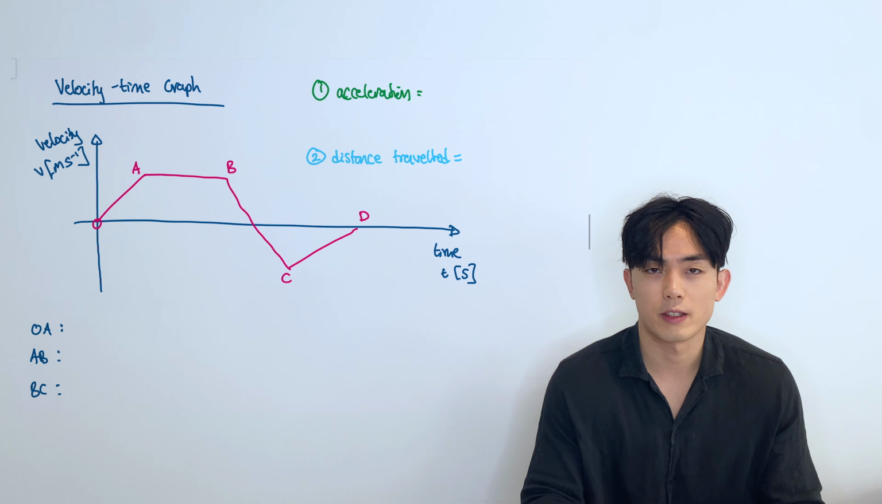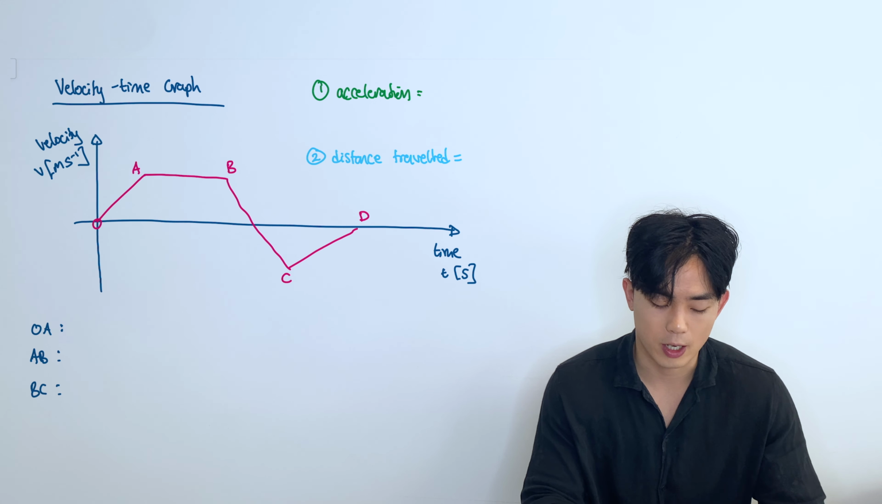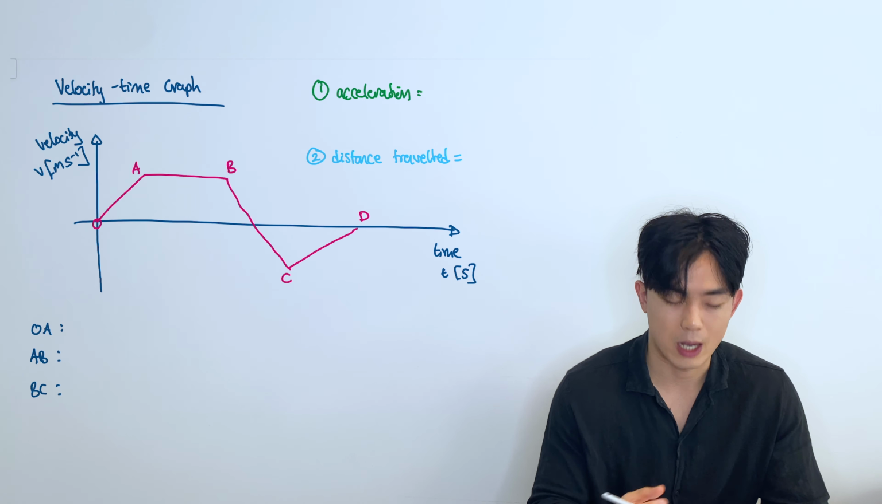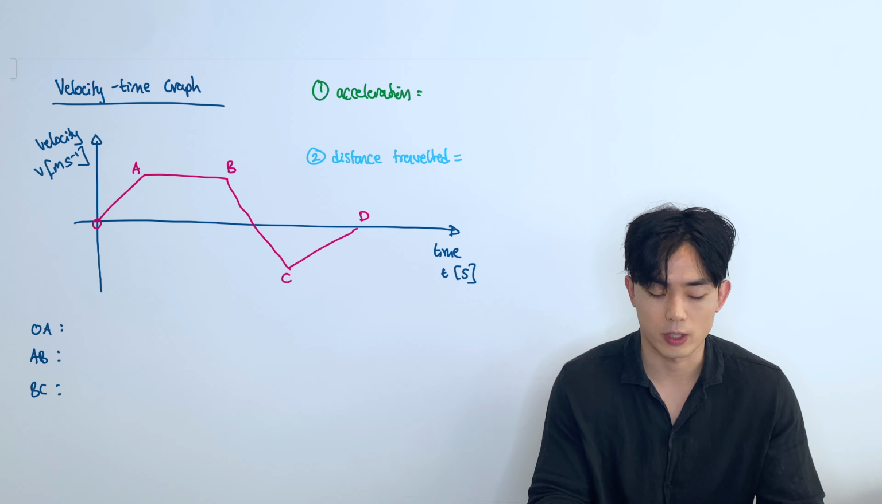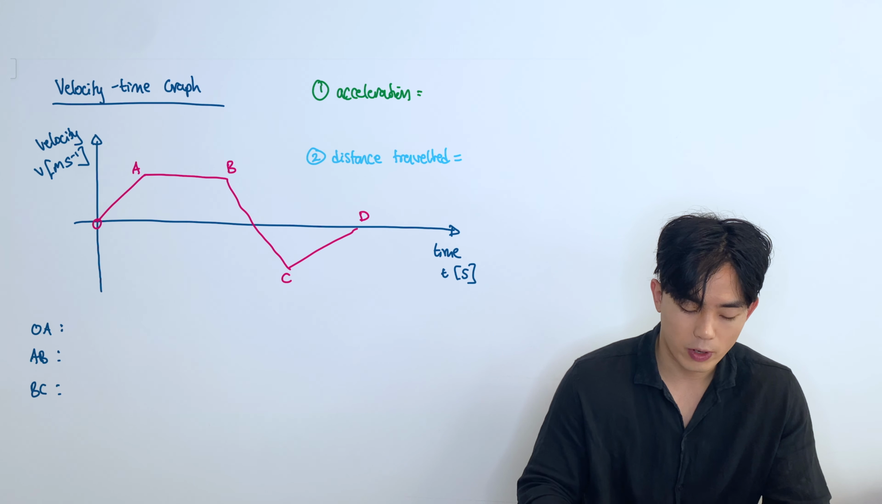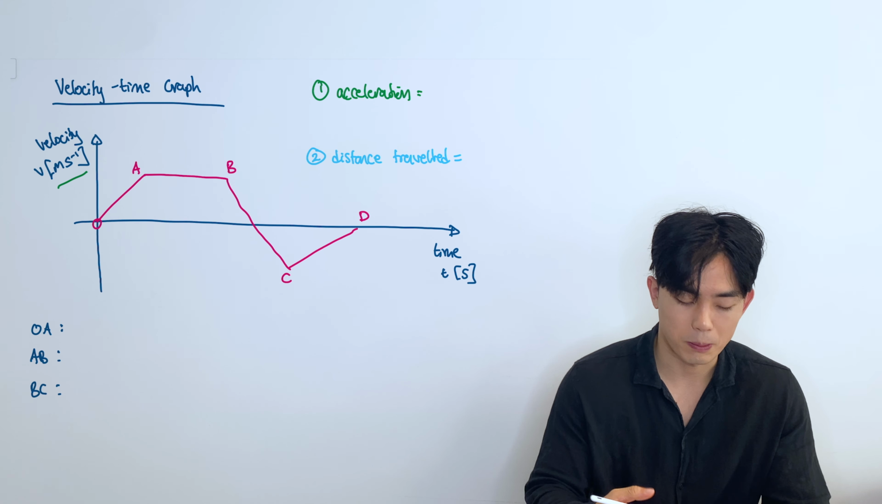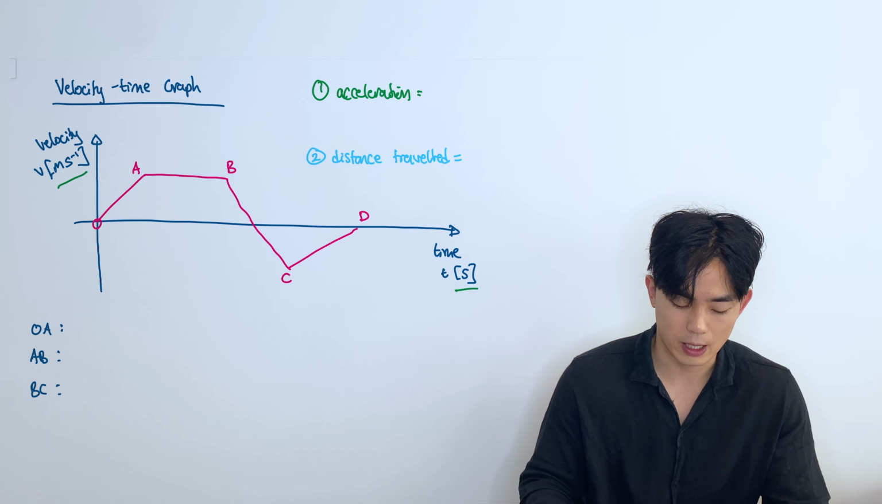Right, so that's the displacement time graph. We're now going to be looking at the velocity time graph. And so on the y-axis now we have velocity rather than displacement. That's why it's called the velocity time graph. And so first things first, we put the units. So velocity, the units will be meters per second. Time, still units will be seconds.